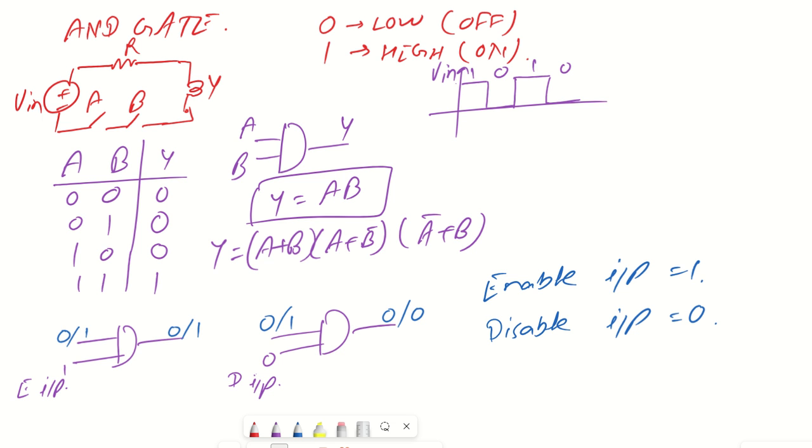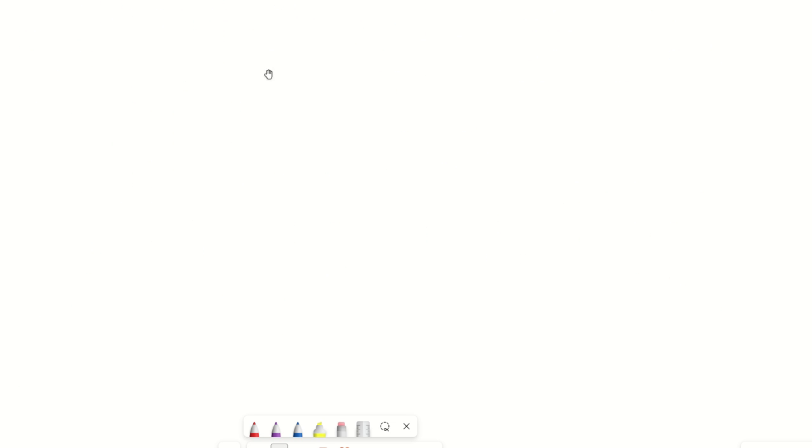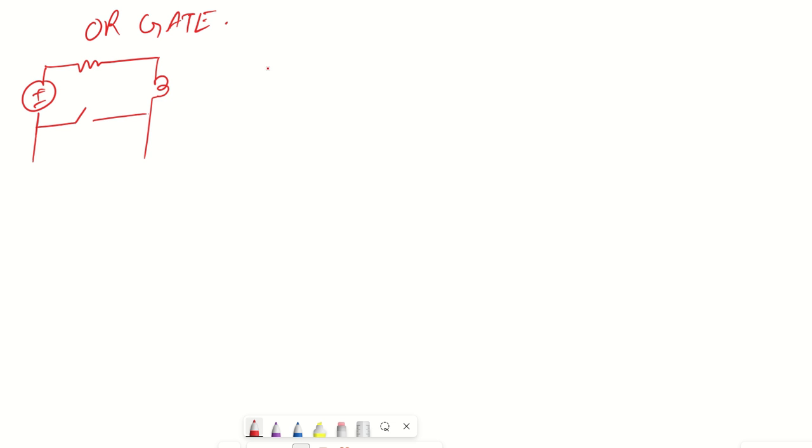Now let us talk about the OR gate. So the AND gate is done, we can now talk about the OR gate. Let us say we have a circuit with input plus and minus, and we have a resistance here, and then a bulb. The switches are connected like this, A and B. So this is my switch A, this is my switch B.